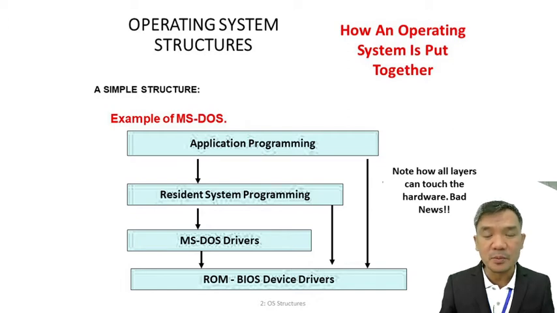The first one here is the simple structure of an operating system. If you can see here, we have the application programming, which is the upper layer, followed by the resident system programming, the MS-DOS drivers, and the ROM BIOS device drivers. This is an example of an MS-DOS structure, and you can see that the ROM BIOS device drivers are more related to the hardware part. And the MS-DOS drivers, or disk operating system, is directly connected to the hardware and can access it immediately.